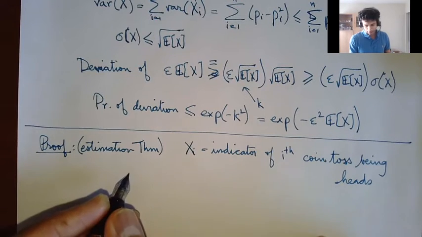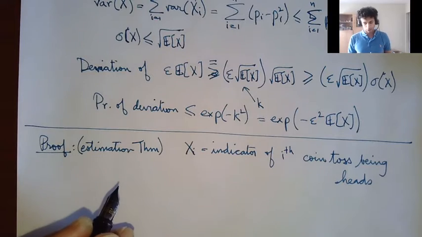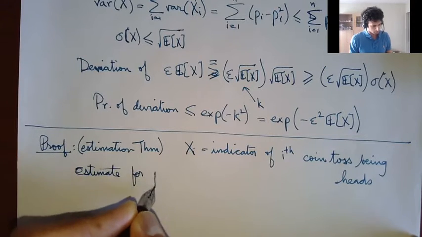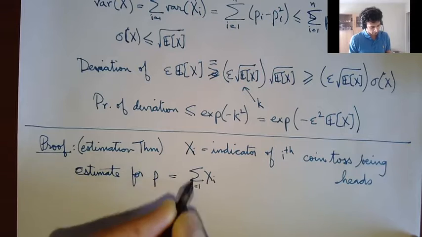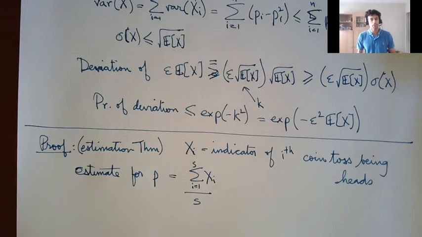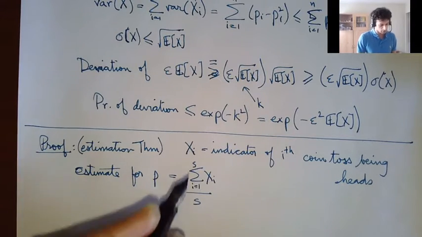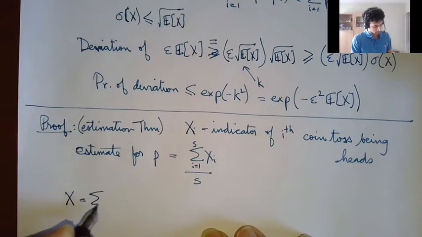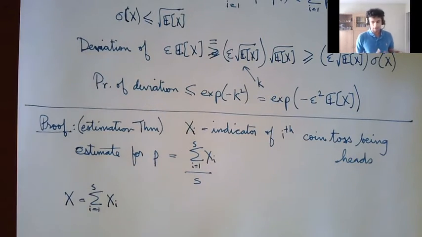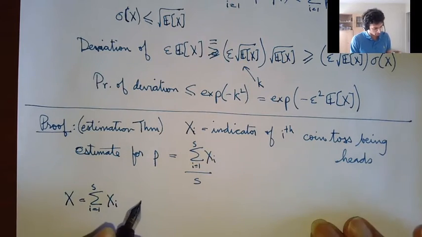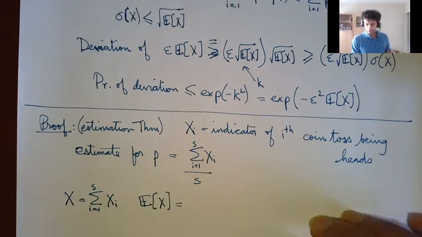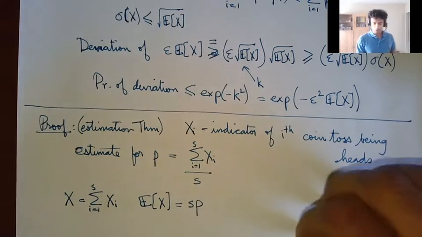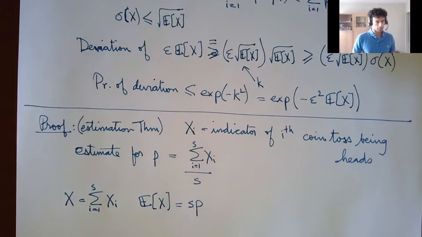And remember that the way we do our empirical estimate, the estimate for P, is simply going to be the summation of xi, i going from 1 to s, divided by s, which is the empirical fraction that were heads. And so we're just going to use this as our estimate. So we need to analyze this random variable here. We look at capital X being the summation of xi, i going from 1 to s. And this is now exactly the setting for the Chernoff bound. So the expectation of X, by linearity of expectation, is just s times p. Right, so that is the expectation.